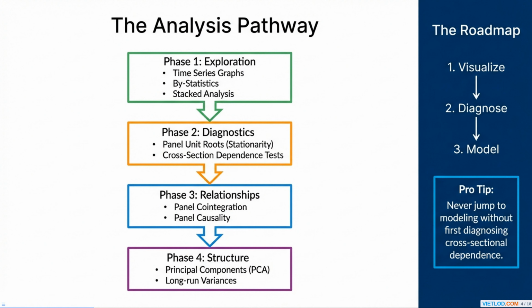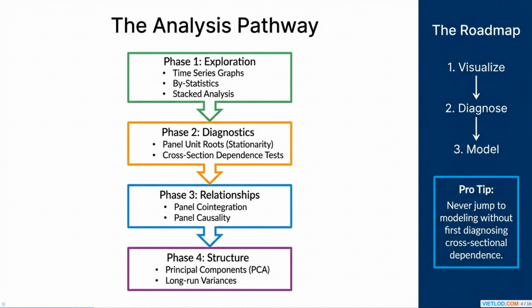This slide outlines the analysis pathway, a structured four-phase approach to panel data analysis, complemented by a roadmap and a crucial pro tip. Phase 1, exploration, involves using time series graphs, bi-statistics, and stacked analysis to understand the data's basic properties. Moving to Phase 2, diagnostics, we assess panel unit roots for stationarity and perform cross-section dependence tests to check for spillover effects between units.